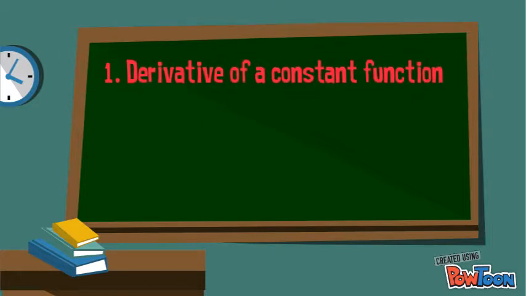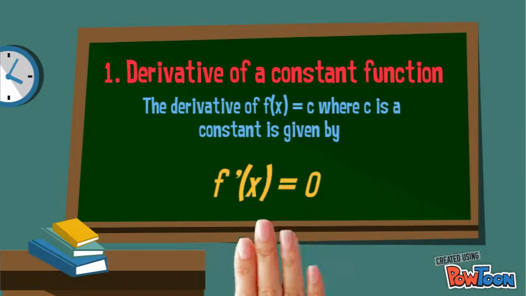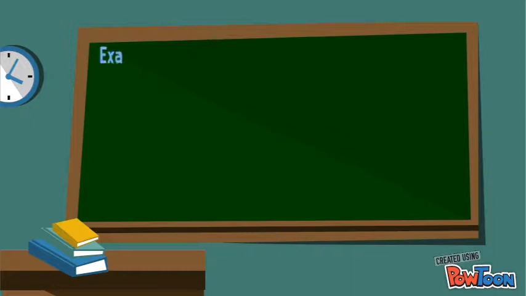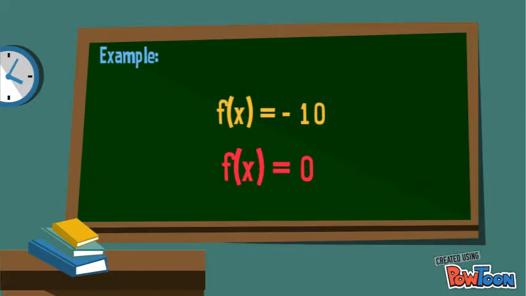First, derivative of a constant function. The derivative of f(x) = c, where c is a constant, is given by f'(x) = 0. For example, f(x) = -10. And for the answer, f'(x) = 0.